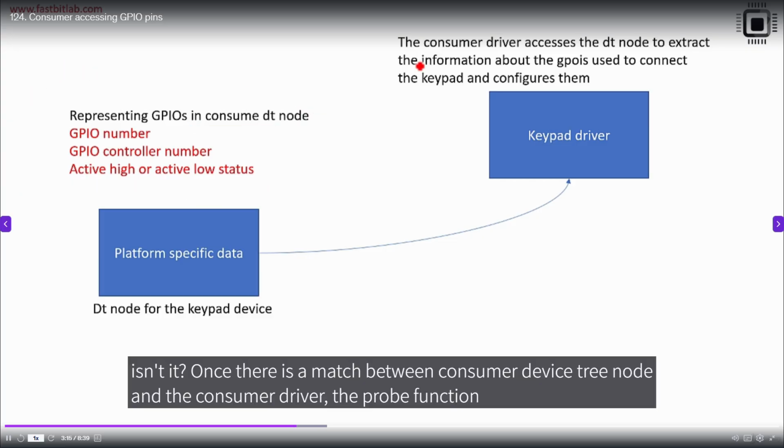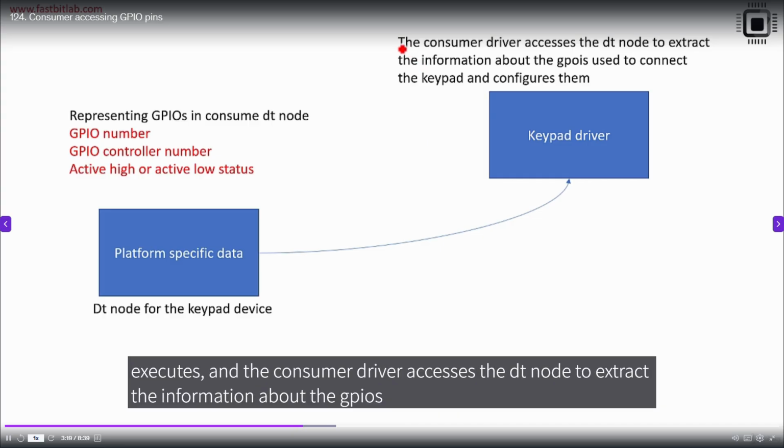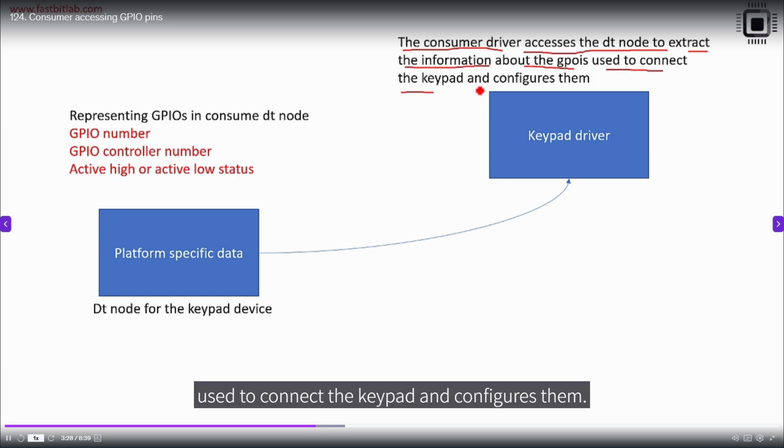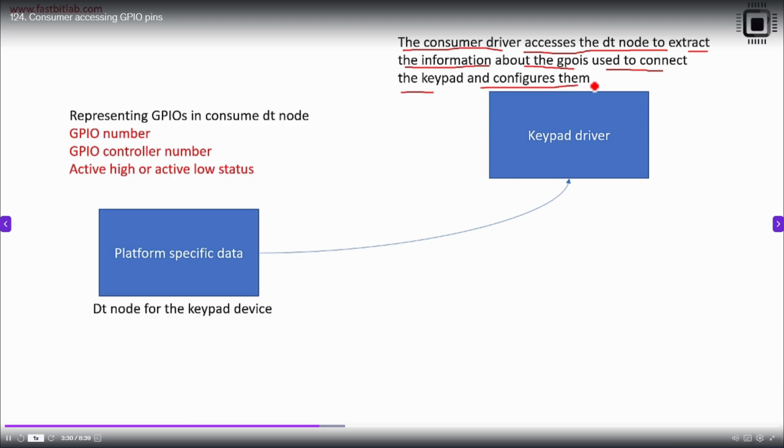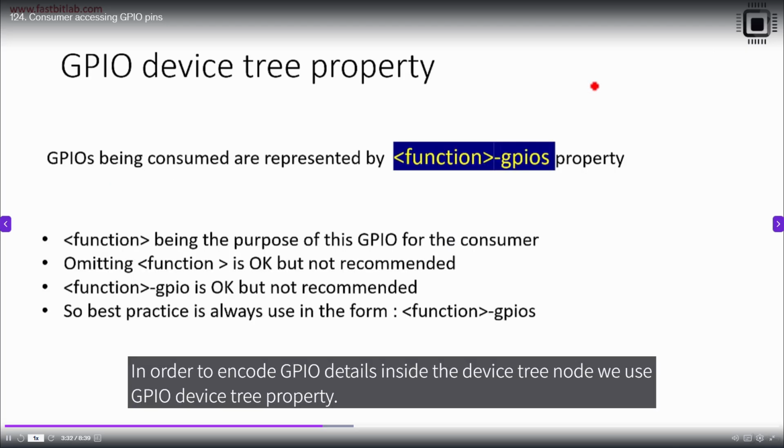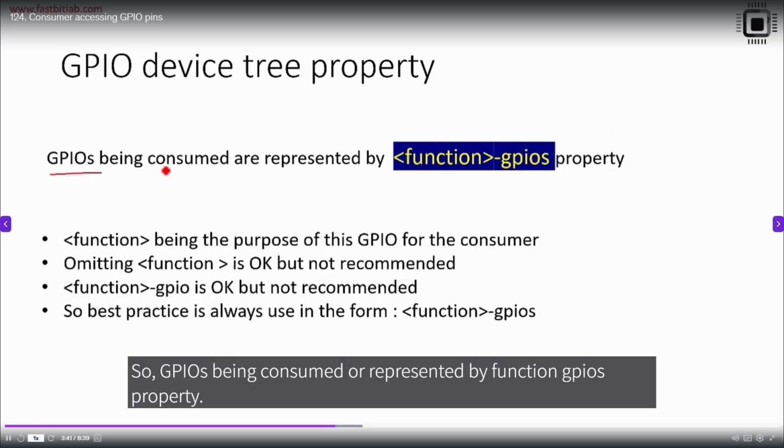Once there is a match between the consumer device tree node and the consumer driver, the probe function executes and the consumer driver accesses the DT node to extract the information about the GPIOs used to connect the keypad and configures them. In order to encode GPIO details inside the device tree node, we use the GPIO device tree property. So GPIOs being consumed are represented by the function-gpios property.